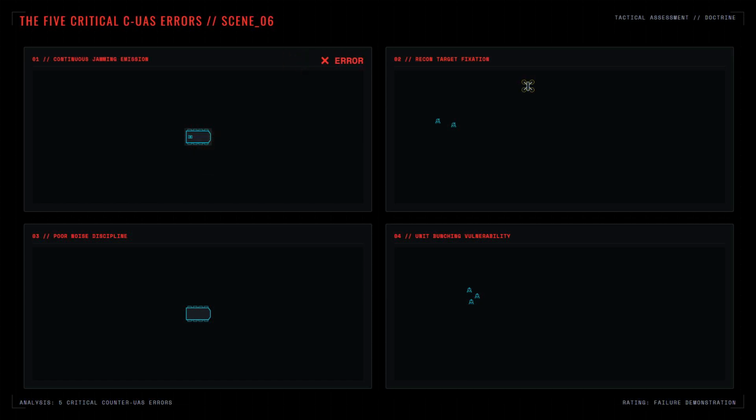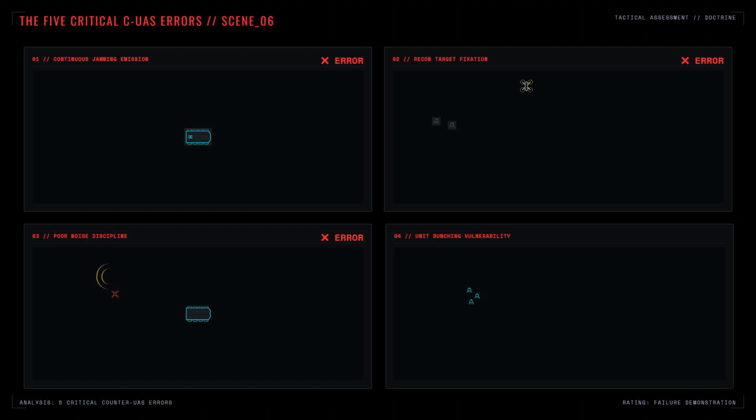First, leaving jammers turned on continuously. An active jammer emits a massive radio footprint, allowing enemy electronic tracking systems to pinpoint your exact coordinates for heavy artillery strikes. Second, fixating entirely on the high-altitude observation drone. Squads often waste ammunition firing upward, completely blind to the low-altitude FPV suicide drones sneaking in from their flank.